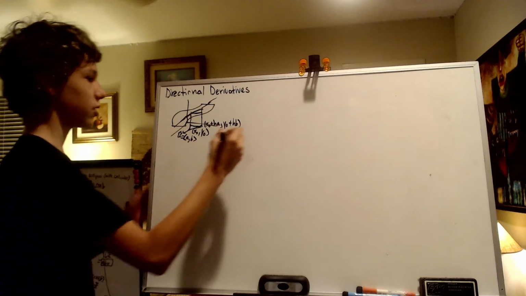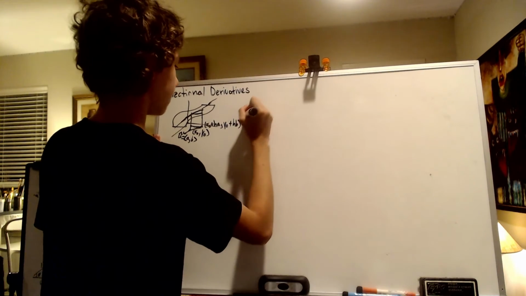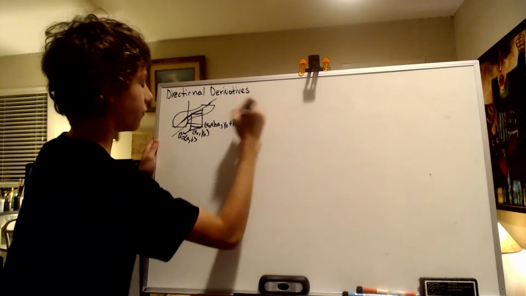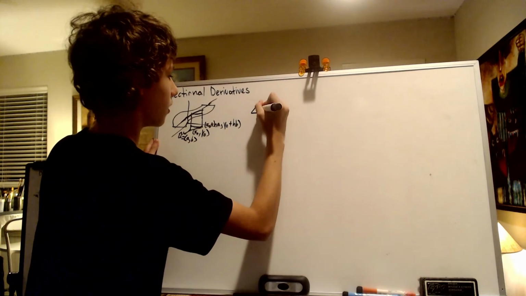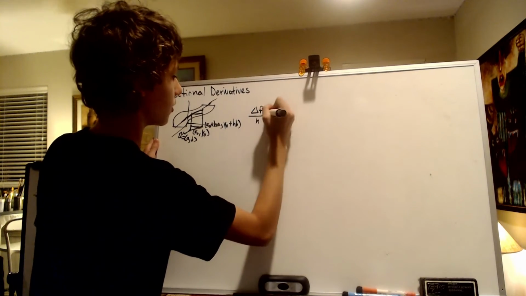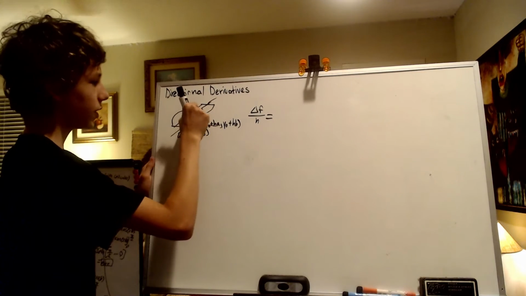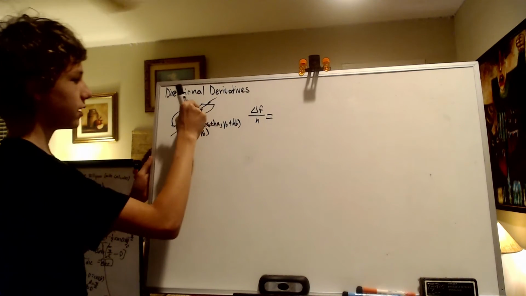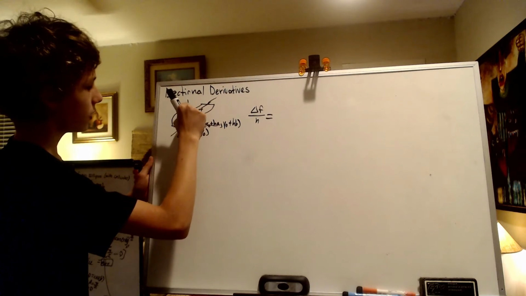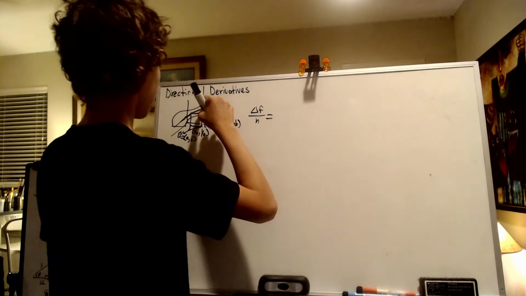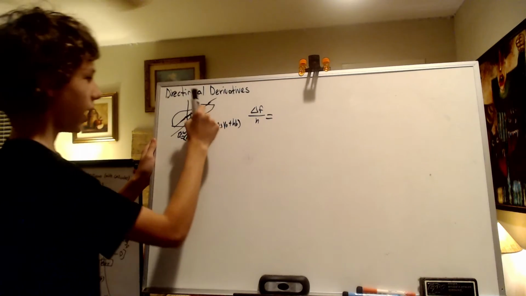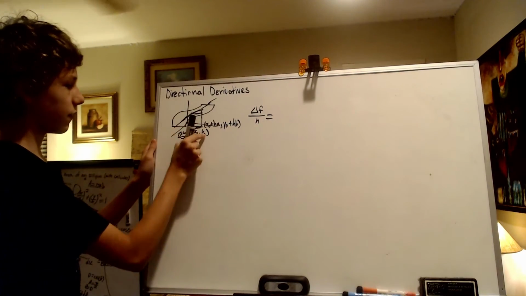So our rate of change is just going to be delta f over h. And what is this delta f? Well, that's just going to be the height difference here. So this part is just going to be f of this point minus f of this point.